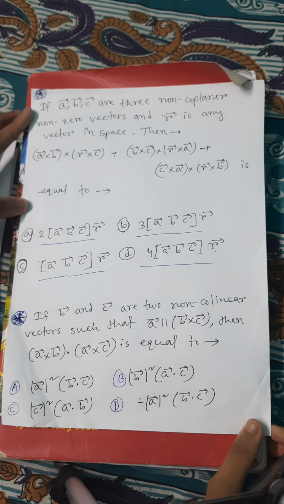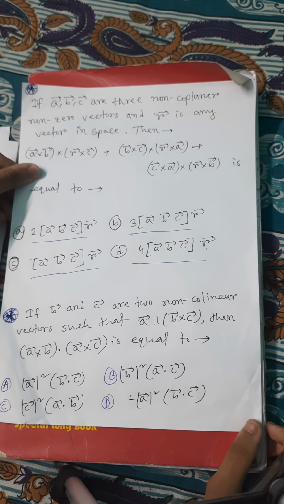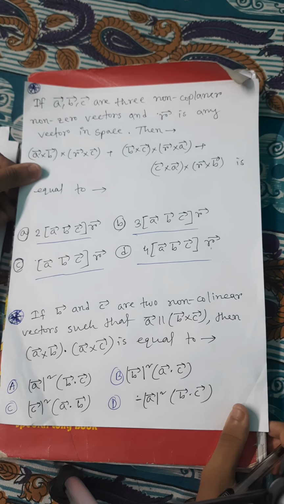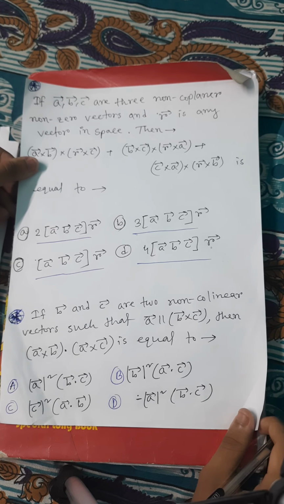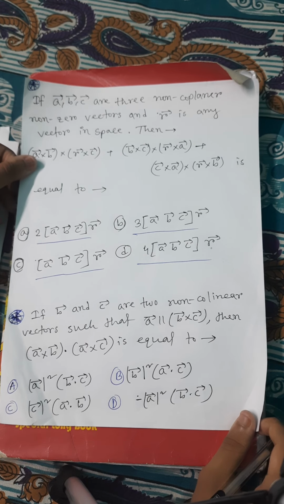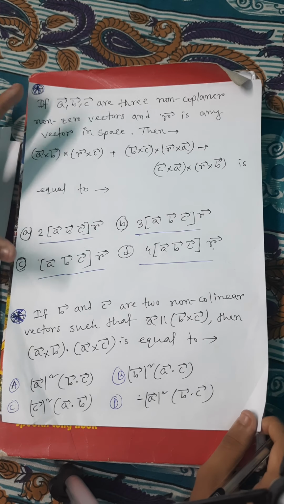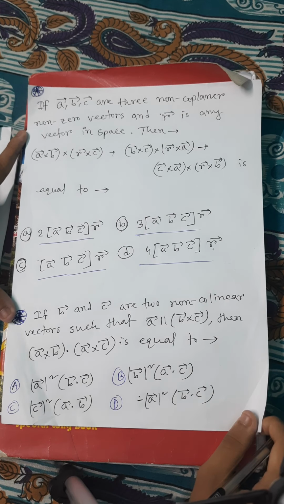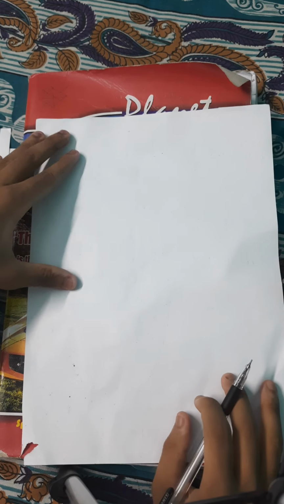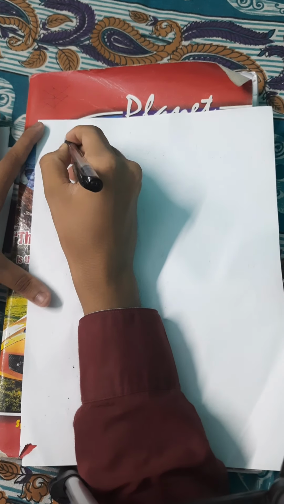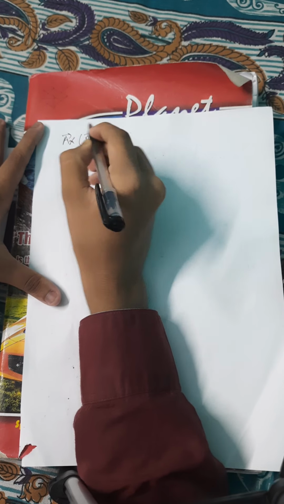Hope you have tried this question. So let me start. First let me remind you what is vector triple product and scalar triple product, and some of their very important properties. The properties are very important, we will be using those properties. So, what is vector triple product? A cross B cross C, like this.